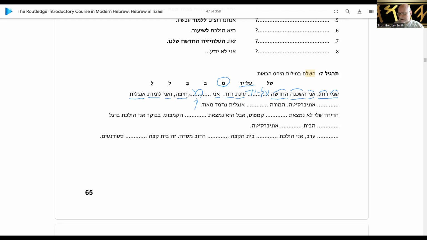So it should be al yad and mem. Let's double check that. Okay, they don't have al yad in here. They have shel. Okay, well, that'll work too. But they do have the mem there, Me Haifa.